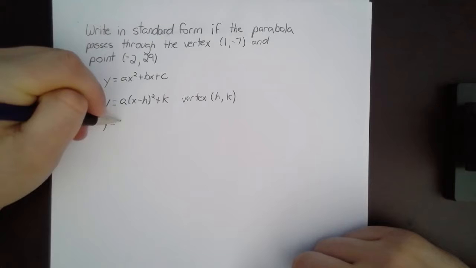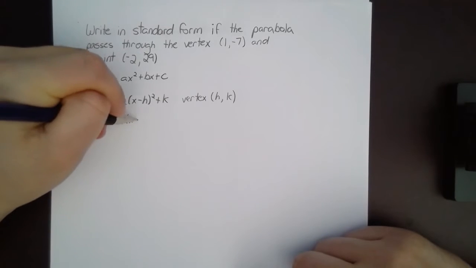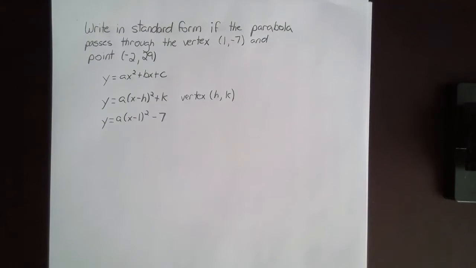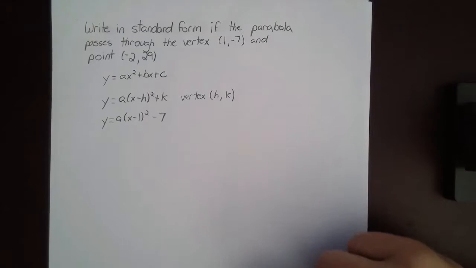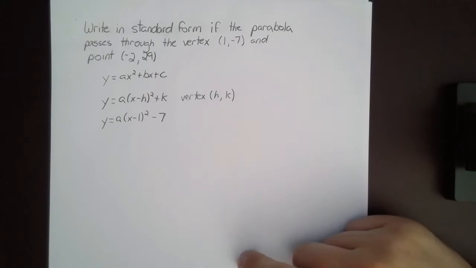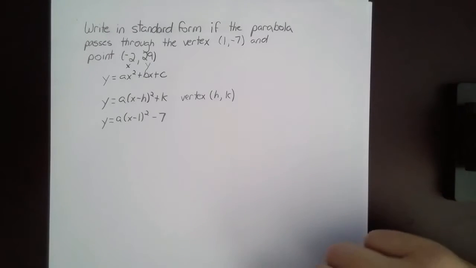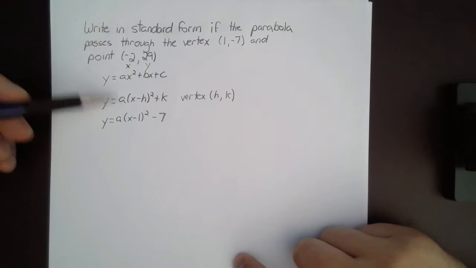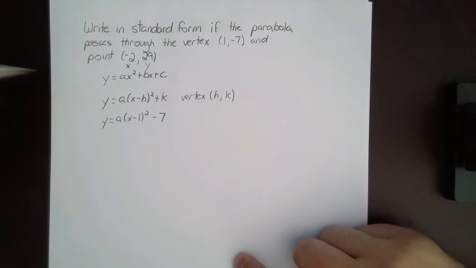So we're going to have y equals a(x minus 1) squared minus 7. So that's just me subbing in the vertex into vertex form. And now we're going to need to find our a value. But in order to do that, we need to have an x and y. Well, the x and y come from the point here, (-2, 29), where -2 is our x value and 29 is our y value. So we can take that point and sub it in for x and y. And we're doing this because we want to find our a value, because a also exists here in the standard form equation.